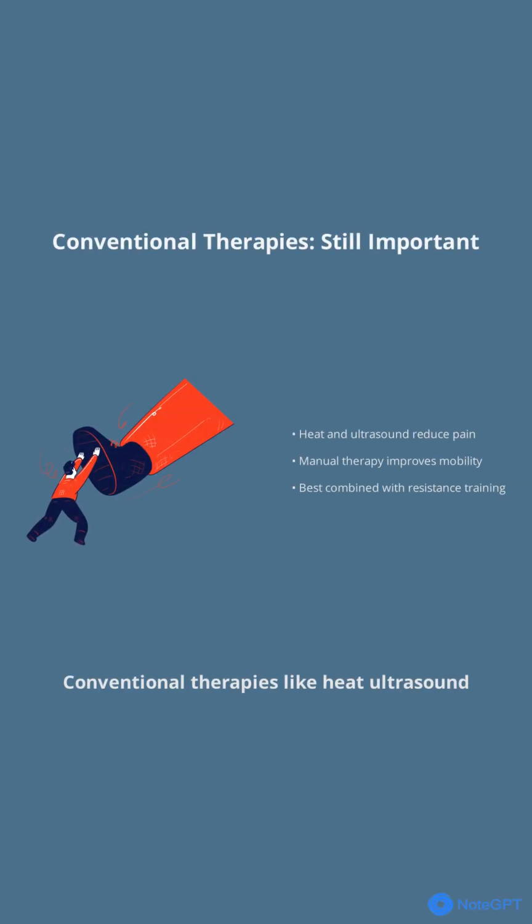Conventional therapies like heat, ultrasound, and manual therapy are often used alongside resistance training. These treatments can help reduce pain and inflammation, improve mobility, and prepare the joint for exercise. However, they are generally less effective than resistance training for improving strength and function. Combining these approaches can offer comprehensive symptom relief and better outcomes for KOA patients.